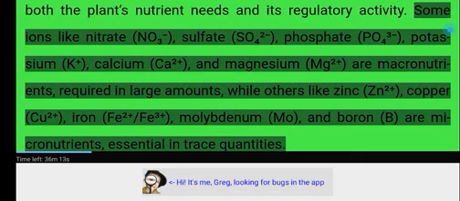Some ionic forms, such as nitrate (NO3-), sulfate (SO4 2-), phosphate (PO4 3-), potassium (K+), calcium (Ca2+), and magnesium (Mg2+), are macronutrients required in large amounts, while others like zinc (Zn2+), copper (Cu2+), iron (Fe2+, Fe3+), molybdenum (Mo), and boron (B) are micronutrients essential in trace quantities.